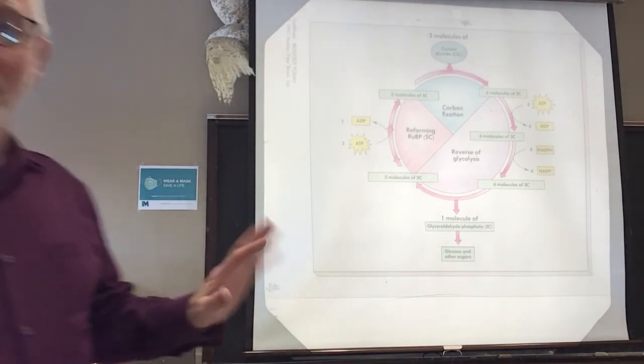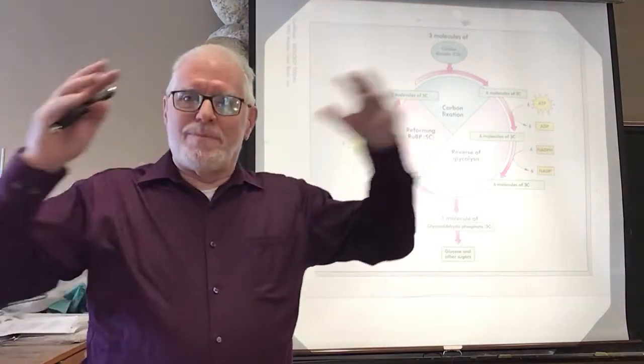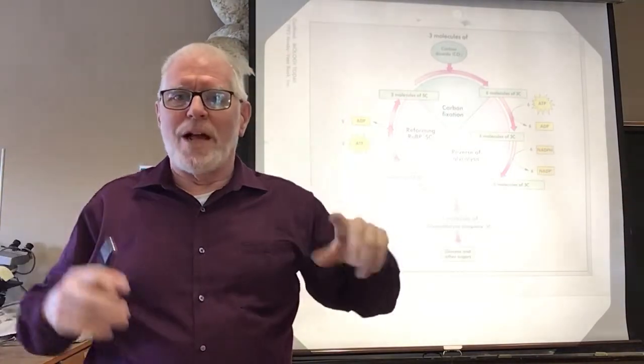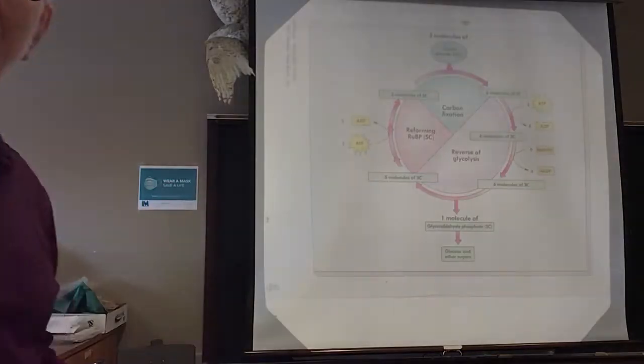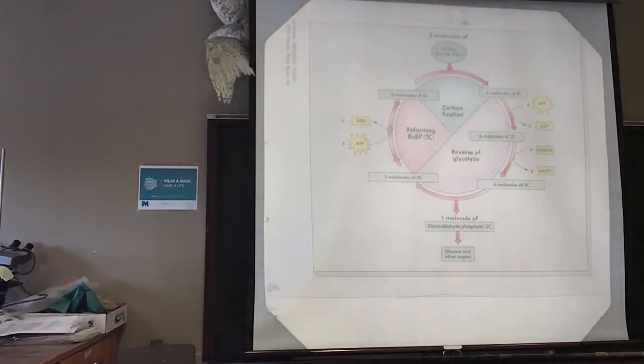Remember I said I spent nights putting this onto huge sheets, drawing all the molecules. This was the killer. Let me get that to show up better. You have 3 molecules of a 5-carbon compound here. You pick up 1 carbon dioxide. Now you have 6 molecules of a 3-carbon molecule, 6 3-carbon molecules. ATP comes in, NADPH comes in.